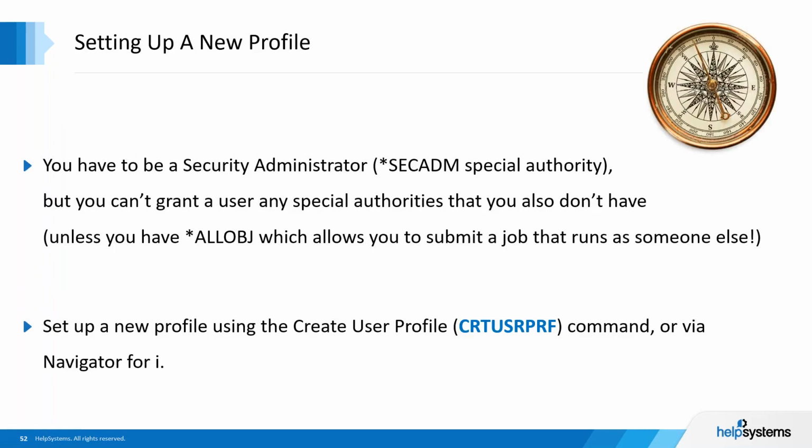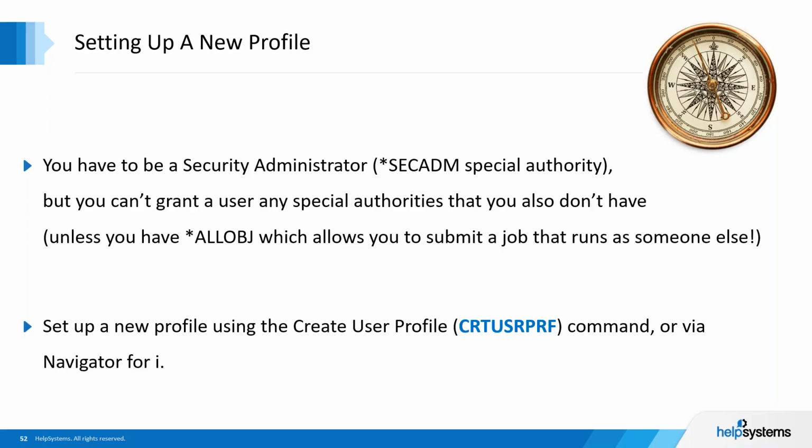As I mentioned, you have to be a security administrator to create a new profile, but you're not able to grant any special authorities to another user that you yourself don't possess. Oftentimes that means that people responsible for setting up profiles are immediately turned into security officers, and that's not an ideal situation. Bear in mind, if you do have ALLOBJ as the only special authority, you can potentially get the other 7 authorities by just simply running a job as somebody else who has them.